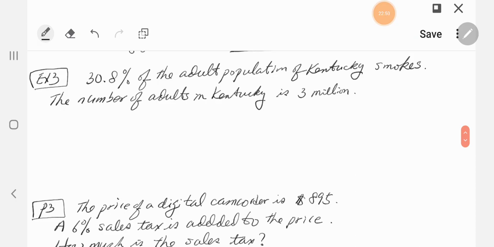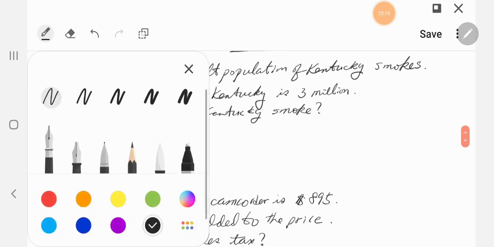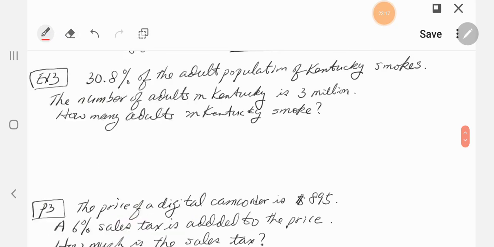The question is, how many adults in Kentucky smoke? So we're looking for the number of adults who smoke in Kentucky. So let's write an equation. What's the equation? How many adults? I don't know, right? I don't know.